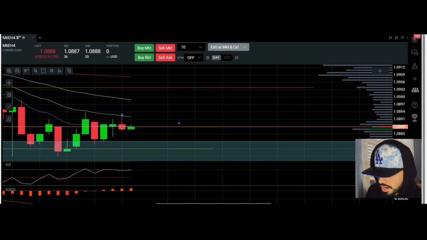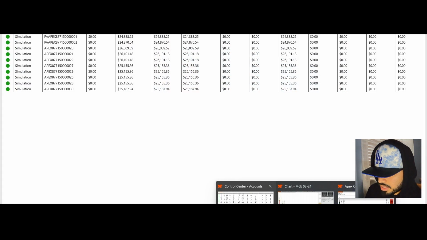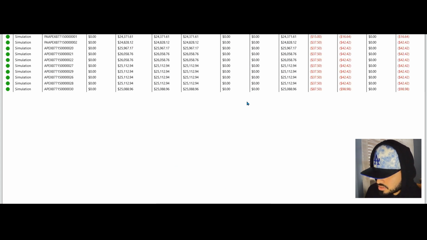Let's see. Let's look at my losses. So on this one right here, on the APX 30, I'm playing a little bit bigger. I want to use one account to play a little bit bigger and just to see how it goes, and then the other ones I'm playing small. And yeah, those are my losses.